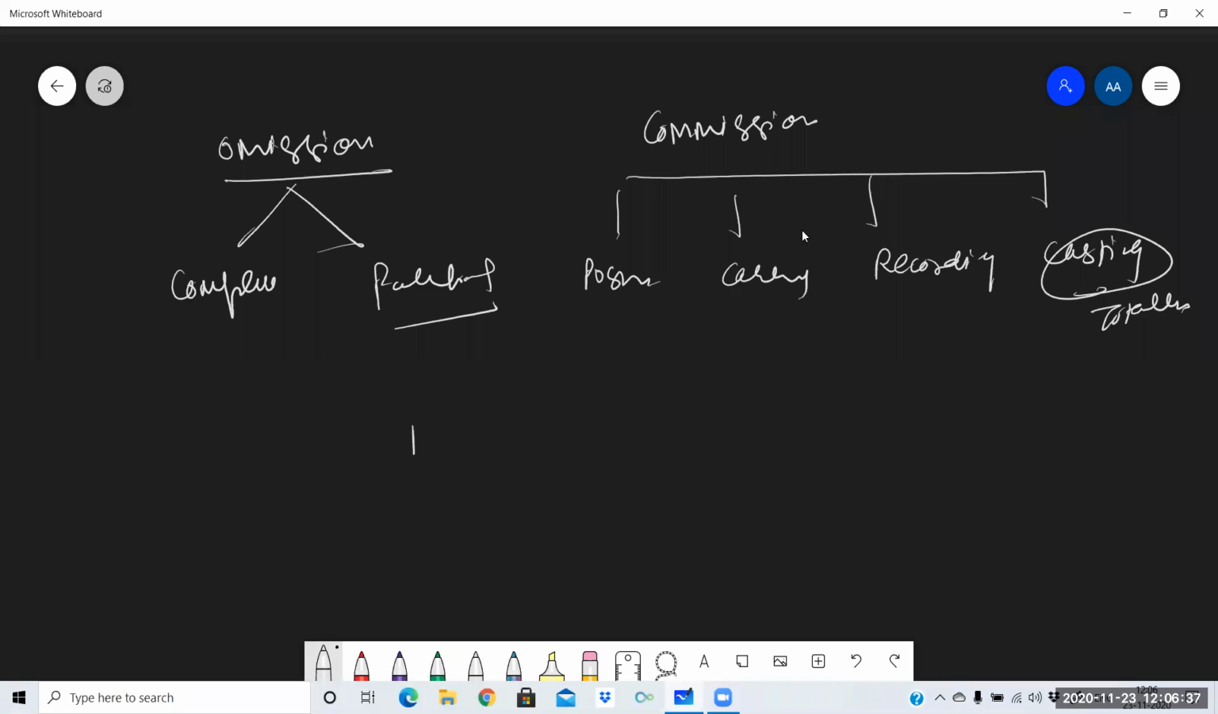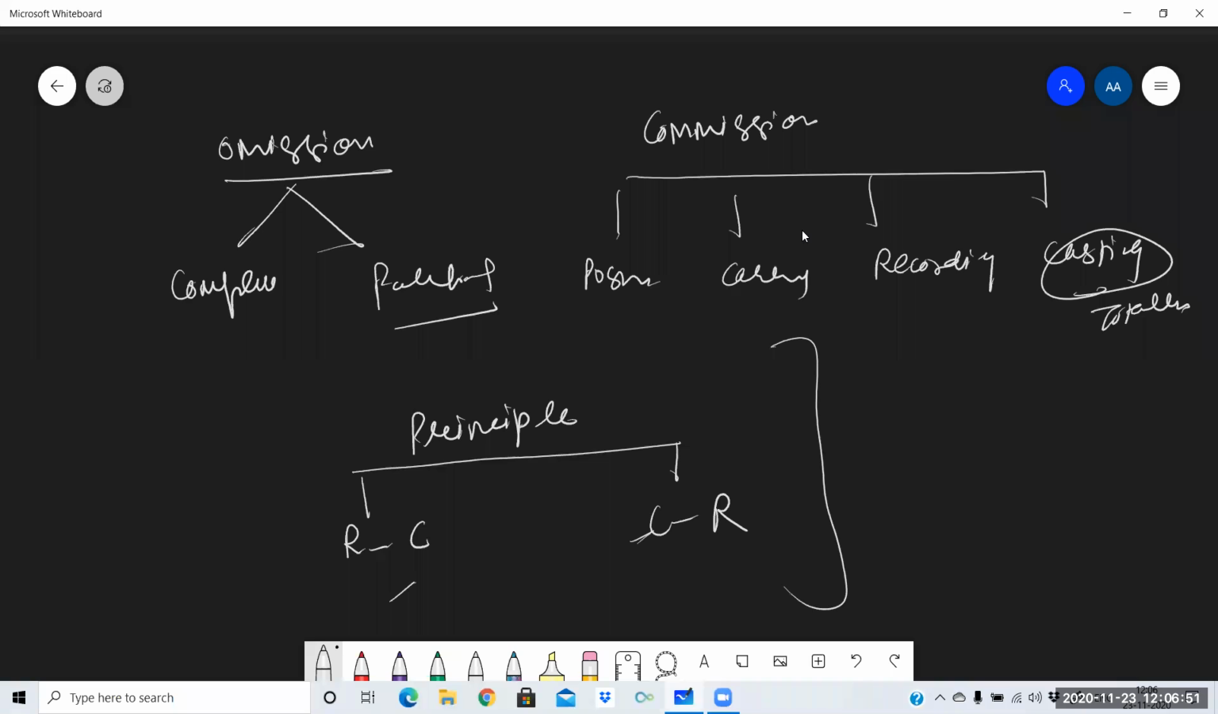Then error of principle, which are committed just because of revenue expenditure is treated revenue to capital and capital to revenue. Any one can be the reason. Like building purchased is a capital expenditure, but you have treated it as a revenue expenditure. Or any installation charges, transportation charges paid on the machinery are always a capital expenditure, but we have treated it as a revenue expenditure. Then last one is the compensating errors.